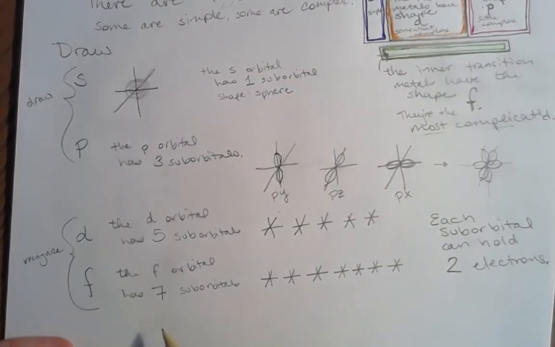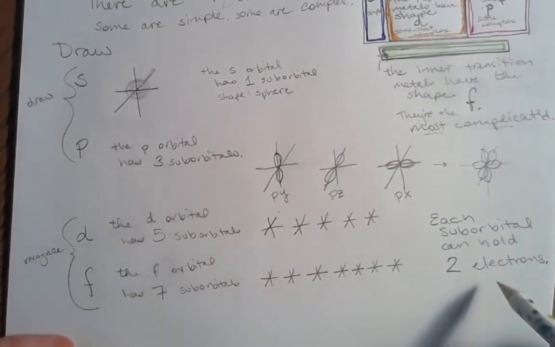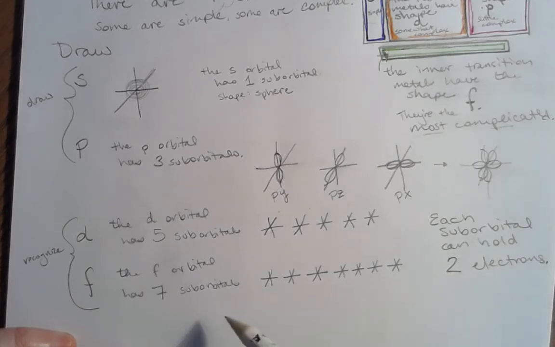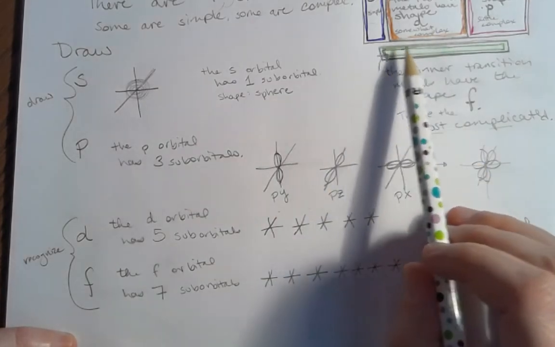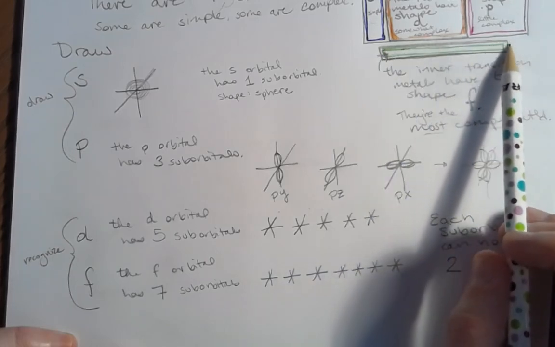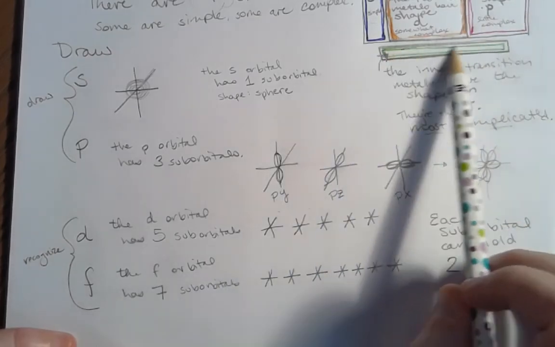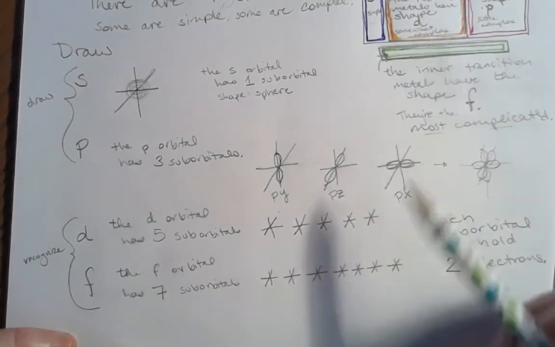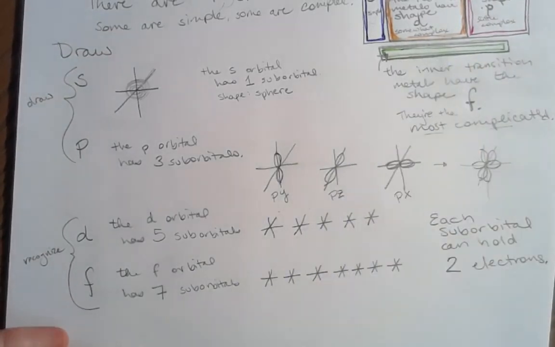Your F's have 7 suborbitals. Each of those 7 can hold 2 electrons. Do some simple math. Tell me how many electrons each F orbital can hold. You've got yourself 7 times 2, 14. Each F orbital can hold 14 electrons. So count across your inner transition metals. Each row of your inner transition metals can hold 14 electrons, has 14 elements.